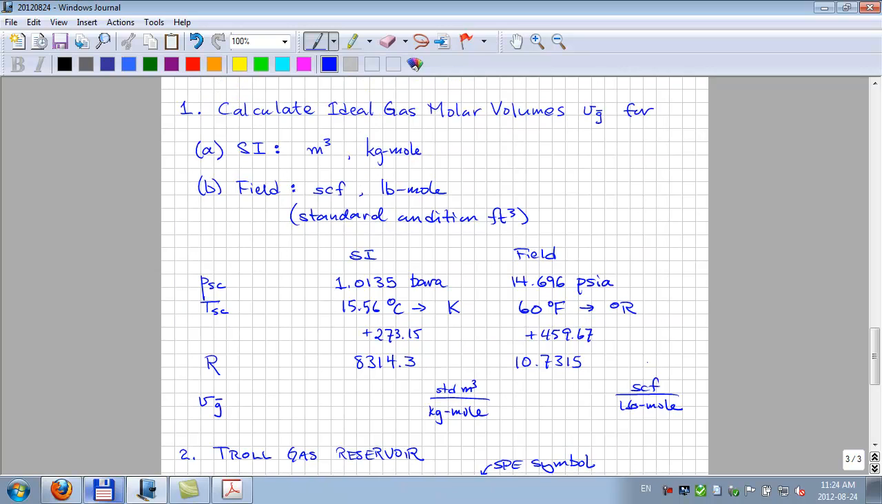Okay, so this problem 1 is that we want to have VG. Well, that is just pressure. I'm sorry, that's already wrong. That's R TSC over PSC.